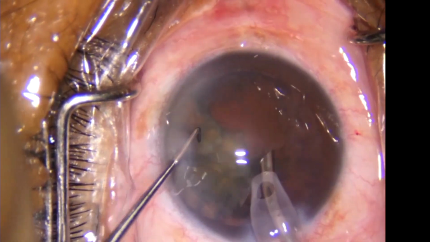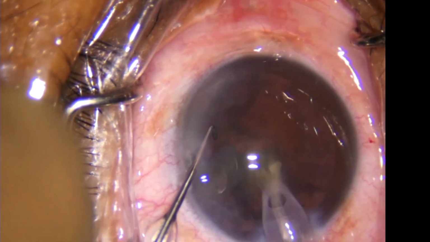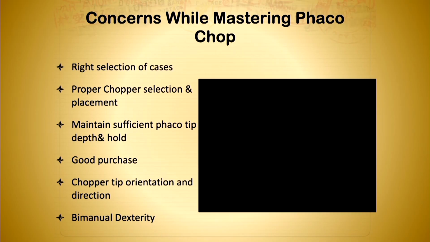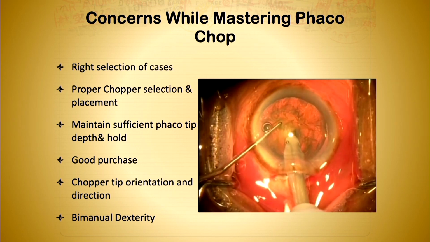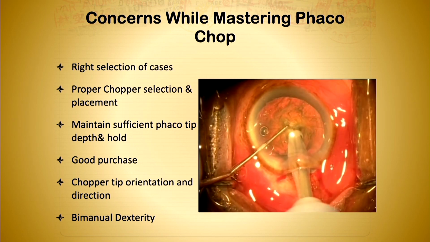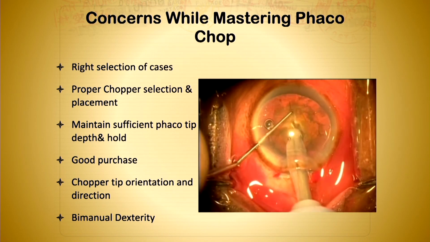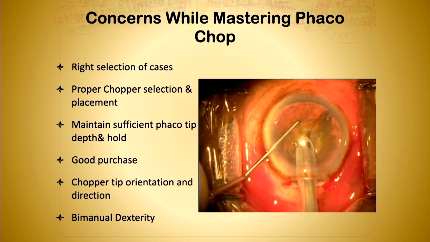So if it is longitudinal, use vacuum to assist and use lesser energy. If it is a nozzle, you use less vacuum, keep the nucleus piece mobile at the tip, and emulsify with more energy. So the concerns while mastering phaco are what I've been telling till now. The tip has to be more exposed so that you get more purchase and the tip remains within the nucleus. If it is not steadily held, it will happen like this.